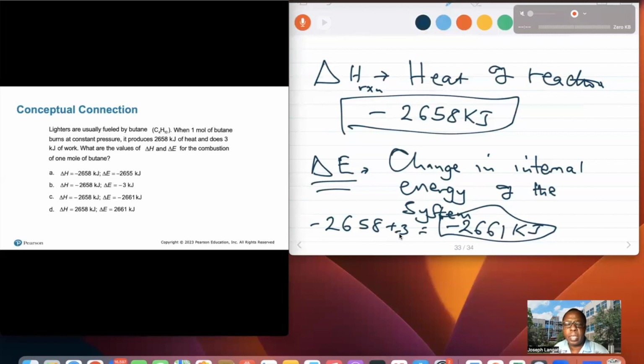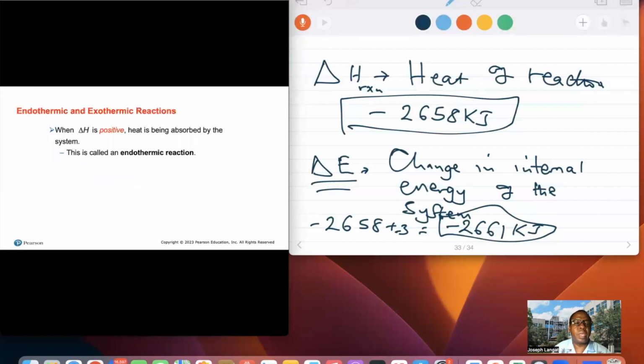Why do we have negative? Because the system is doing work, so it's negative. Why am I having negative here? It is being produced. So the sum of the two will keep being negative 2,661 kilojoules. The correct answer is C. The correct answer for this is C. Double check that again. Go back, read how to find the change in internal energy.